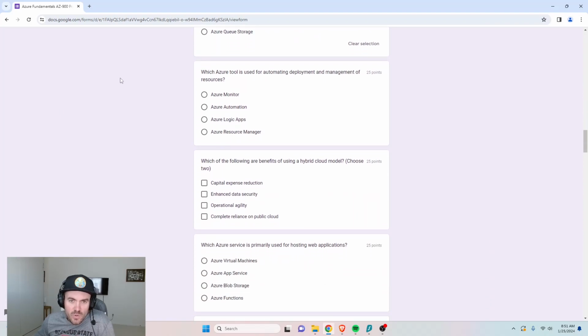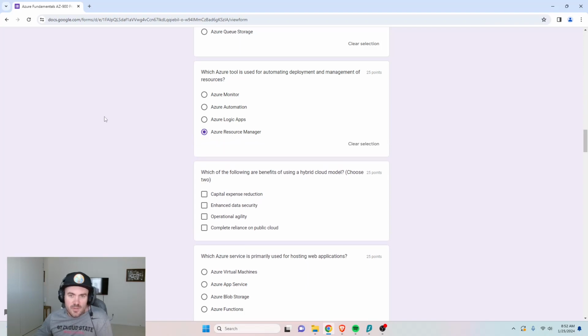Okay. Which Azure tool is used for automating deployment and management of resources? So Monitor, we already saw that a few times. That's used for application and network monitoring. Azure Automation, that could be it. Azure Logic Apps, this is something that kind of sets up workflows, if I remember right. It's not specifically for automating deployment and management of resources. Azure Resource Manager, though, is definitely something that is specifically meant for automating deployment and management of resources.